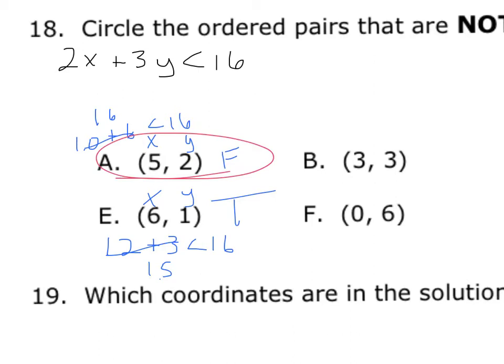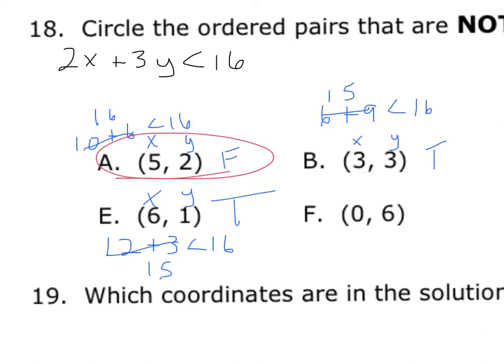B, we're going to do the same thing. We're going to substitute in for x and y. That one's pretty easy. It's 3 for both the x and the y. So 2 times 3 is 6. 6 plus 3 times 3 is 9. We're saying that is that less than 16? 6 plus 9 is 15. And 15 is less than 16, so that is also true. So not an answer choice we're looking for.